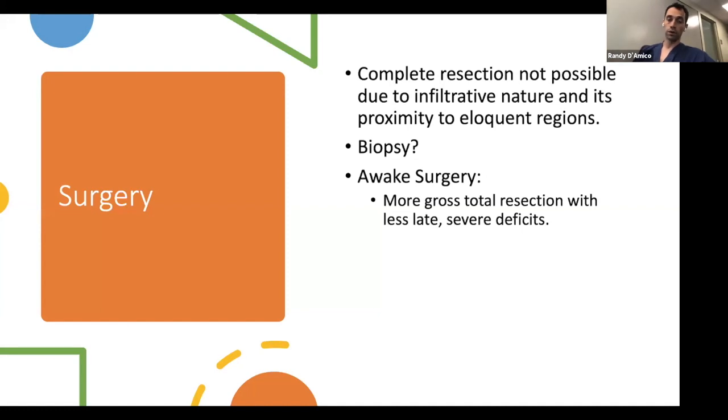And so more and more in the setting of low-grade tumors, we've gone to awake surgery, or at least surgery where we can monitor. All right. Now, some of you may have seen the awake surgery that was on the Lenox Hill Netflix documentary. And that's very real. And I'm going to try to find a video for a later session of how we do awake surgery.